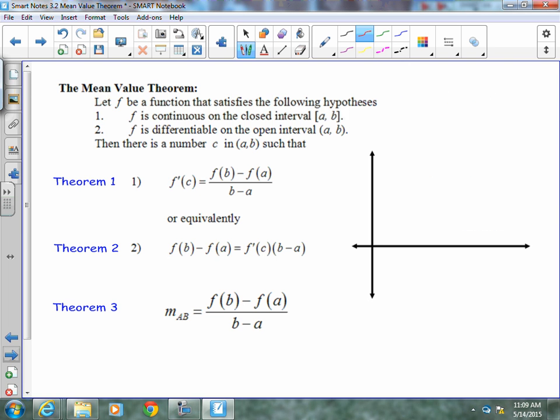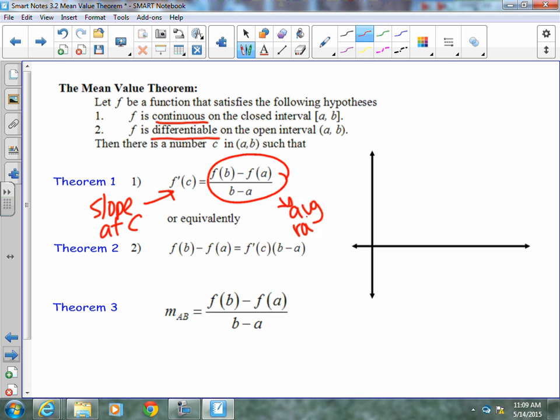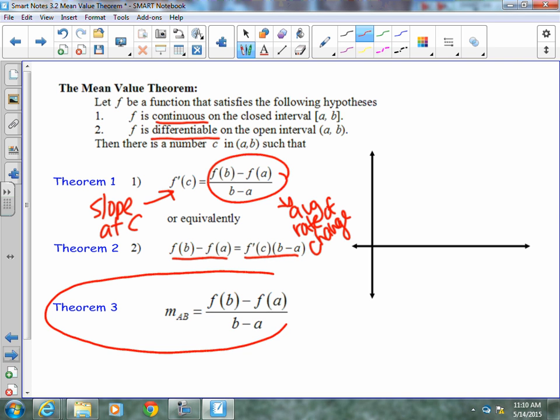Mean value theorem, very similar, still continuous, still differentiable, but the beginning value and the ending value don't need to be the same. What it says, then there is a number c such that the slope at c is equal to the average rate of change of the whole graph. And I'll show you what I mean. Or we can multiply by b minus a. We get this situation. And the slope from a to b, theorem 3, this is simply how you find slope.